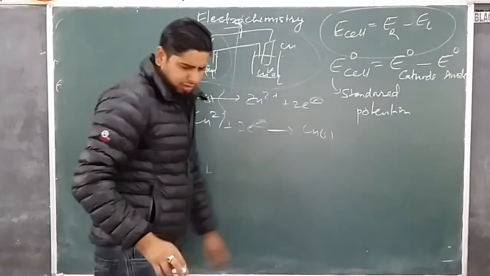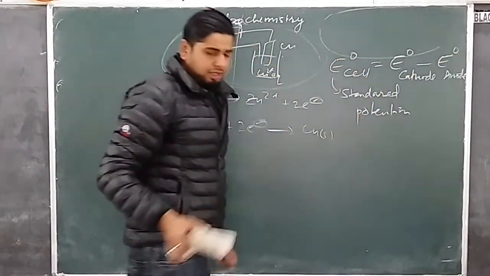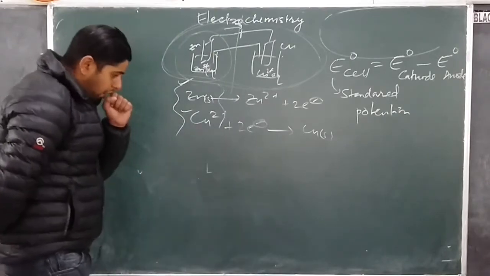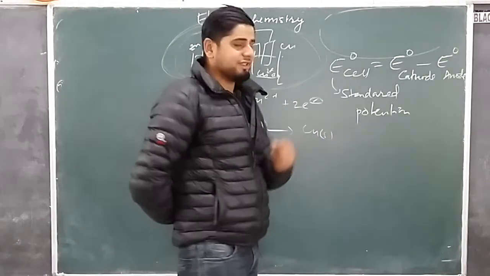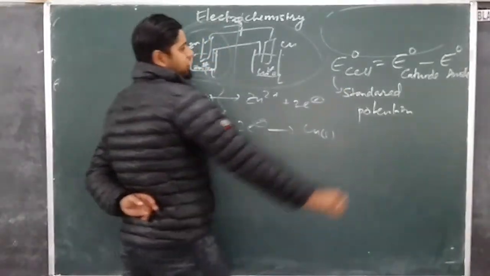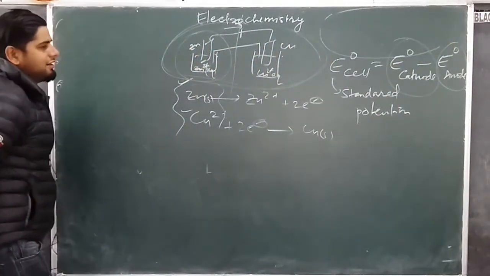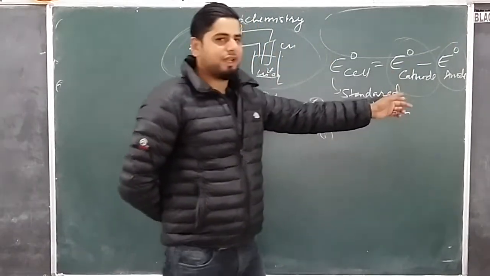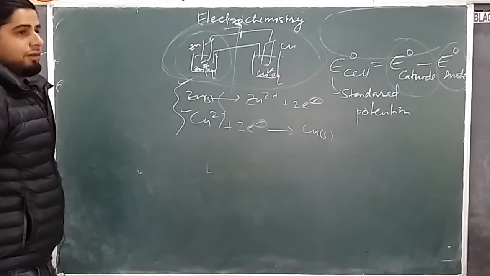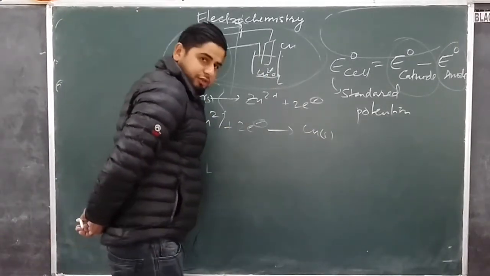Now see, this is very simple. You have to consider only the standard potential. In the name itself you can observe the word standard. Now this cell potential can be calculated if you know the value for this and this. So the standard electrode potential for cathode and anode can be derived with the help of another cell potential.